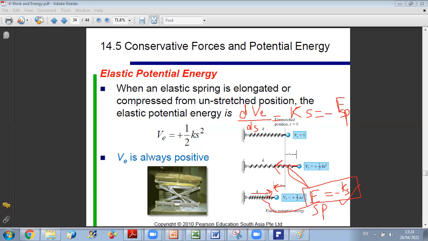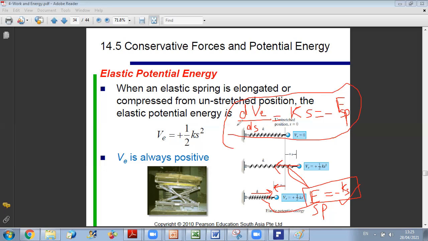So I demonstrated here also that the spring force is conservative, because I can define a potential function in a way that the derivative of the potential function with respect to S will give me the spring force.